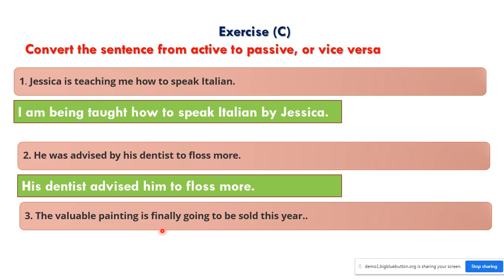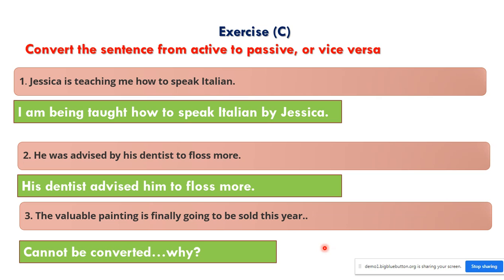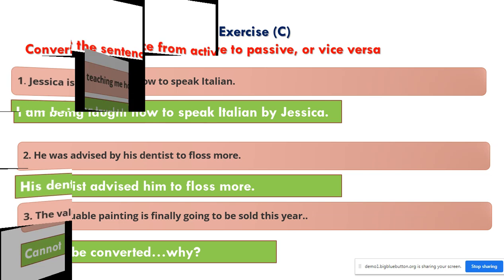Number two, we want to switch the subject and the object. Do we have a subject? The valuable painting. Where is the subject? I don't have a subject here. So this question is a trick. How? Yes, it cannot be converted. Why?